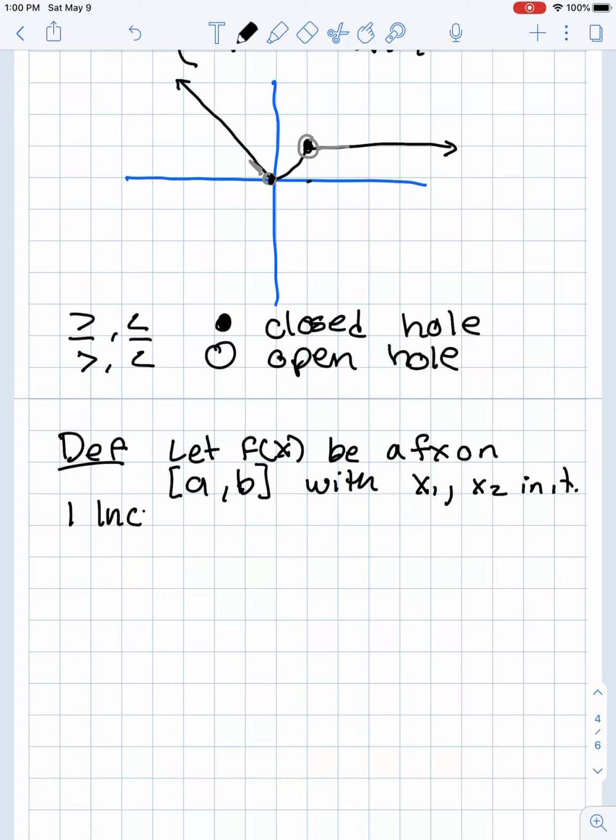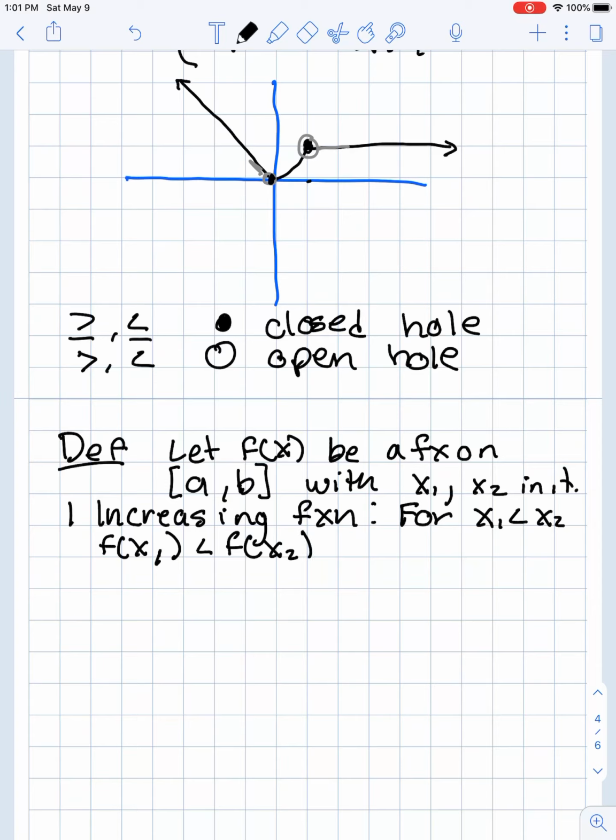So our first definition is going to be an increasing function. I think we all know, looking at a graph, what increasing means, but what if we're not given a graph and I don't really know how to graph that function? So an increasing function is when for x1 less than x2, f of x1 is going to be less than f of x2. So as I'm moving from left to right, I'm going to be moving up.